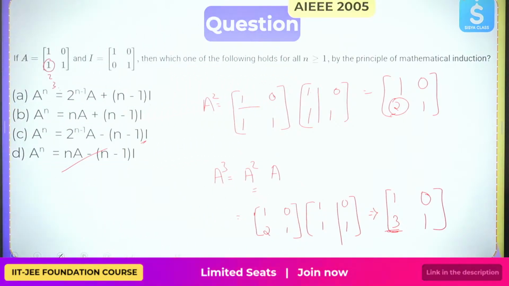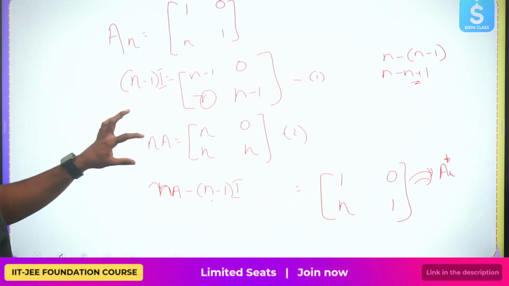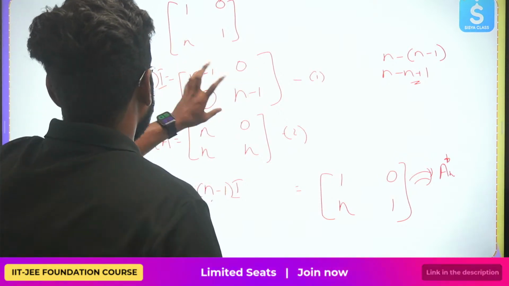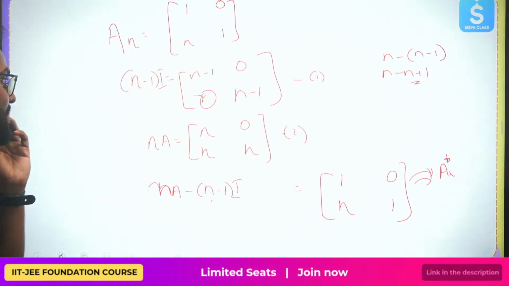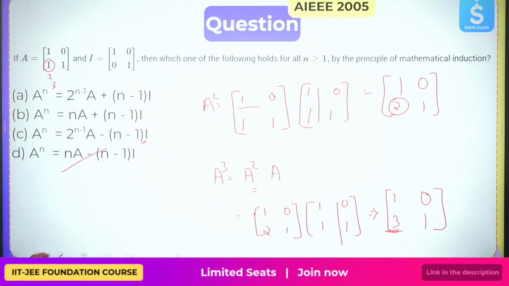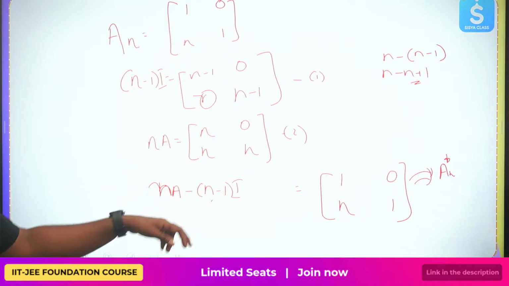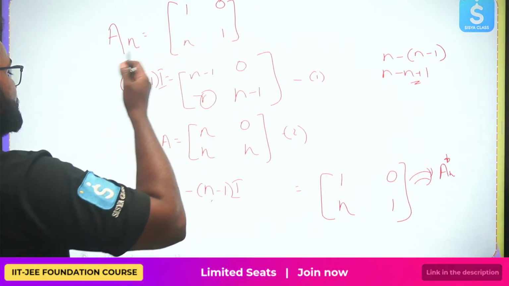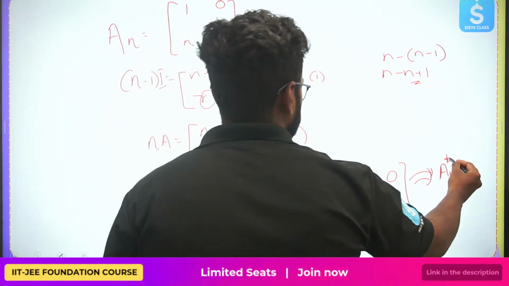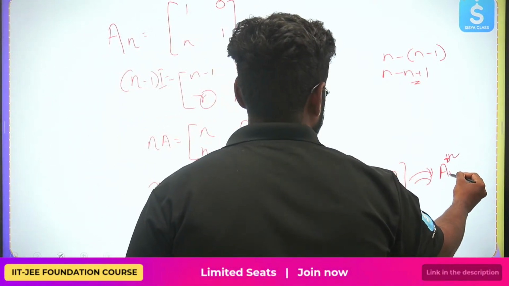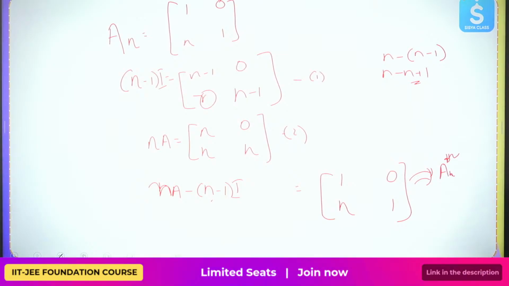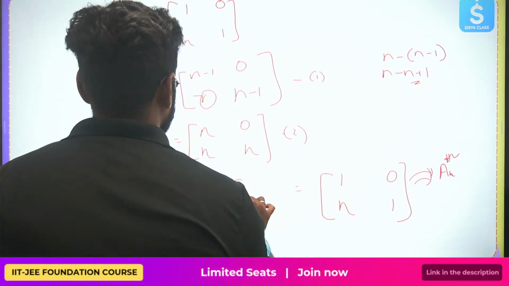So I have found out that a power n is in the form 1, 0, and 1. For n minus 1, I'll be getting n minus 1, 0, 0, and n minus 1, into identity. And the final value of n into a, I have a as 1, 0, 1, 1, I'll be getting n, 0, n. Now I'm subtracting both of them, na minus (n minus 1) into I, by which I have received the value of a power n. So a power n is nothing but na minus (n minus 1) into I.